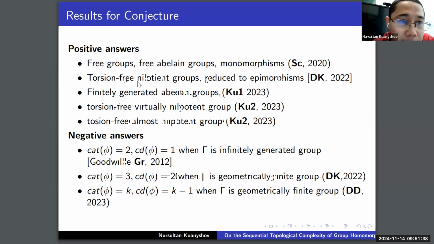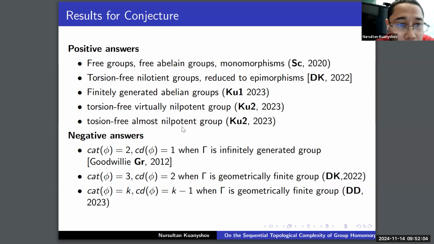And similarly, the following year I was able to extend it to finitely generated abelian groups. Then I was able to extend it to torsion-free virtually nilpotent groups, torsion-free almost nilpotent groups. And in general, this conjecture is false.